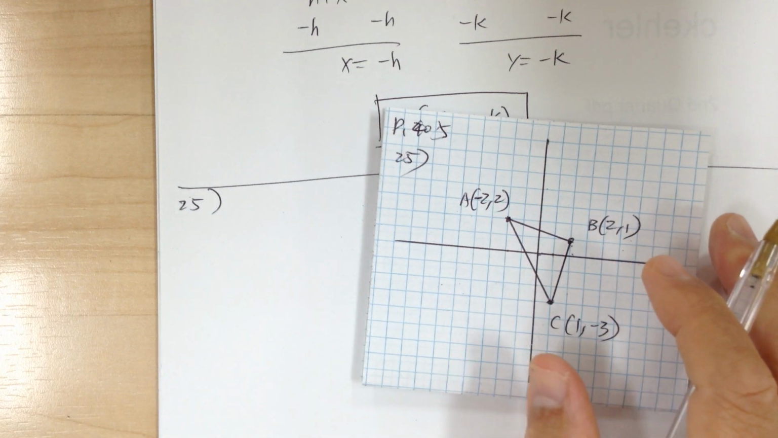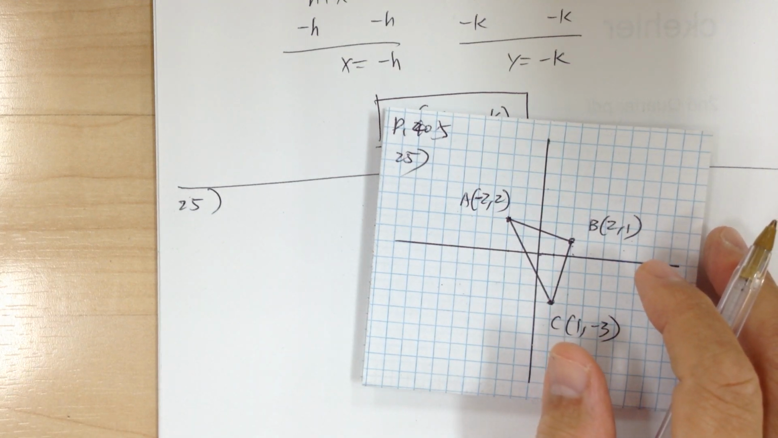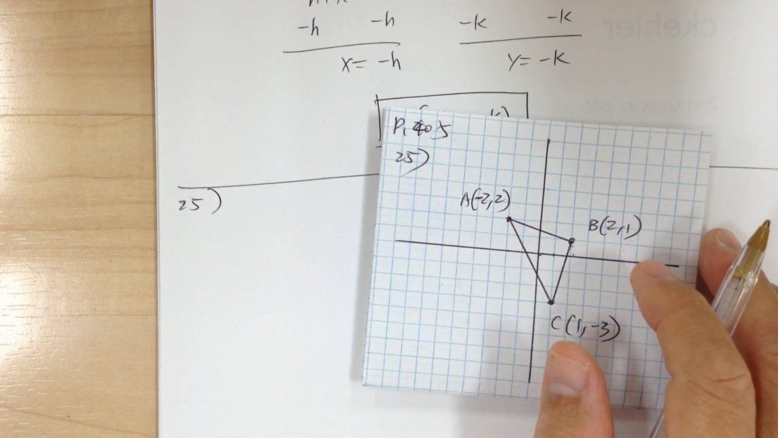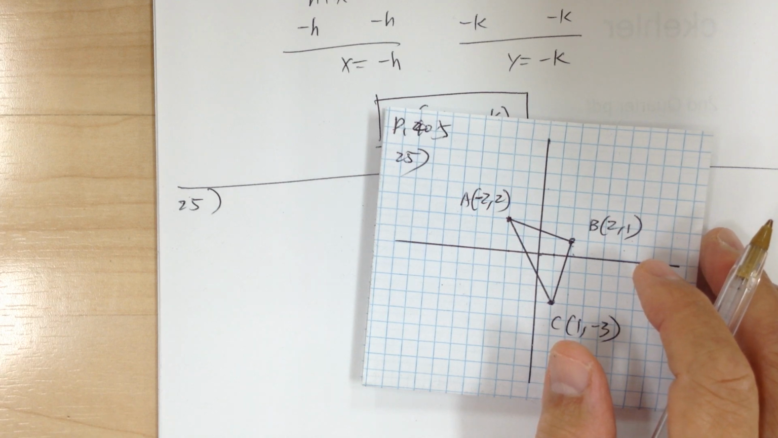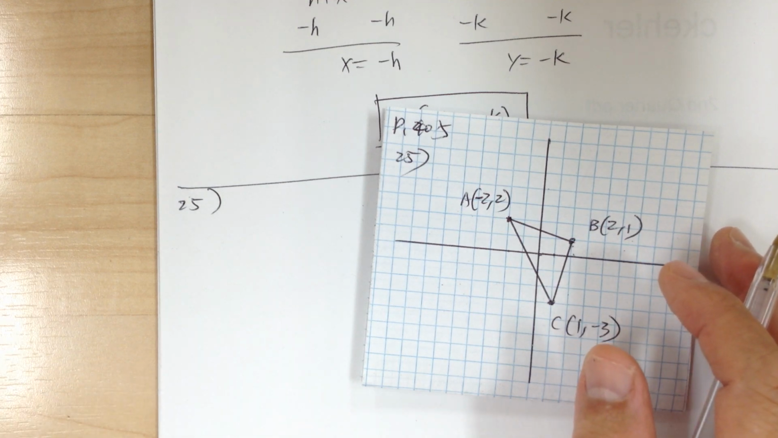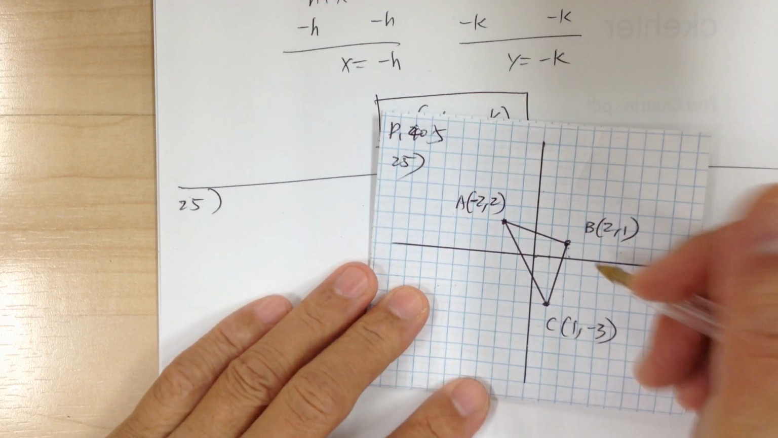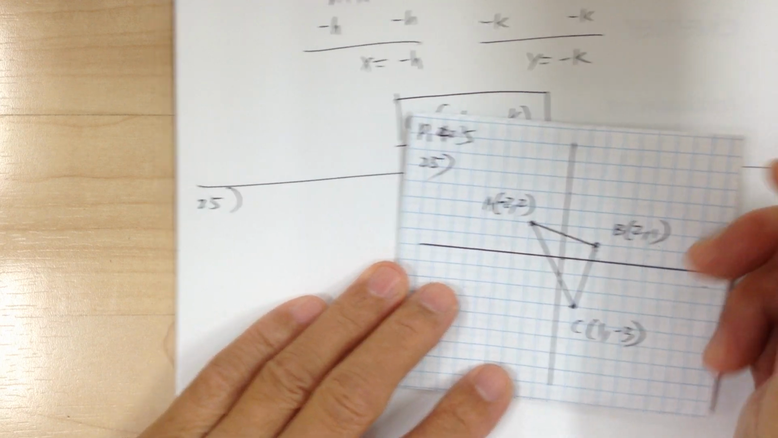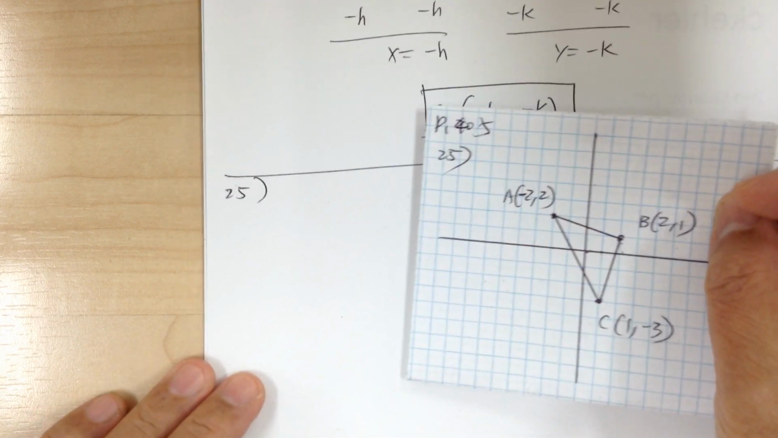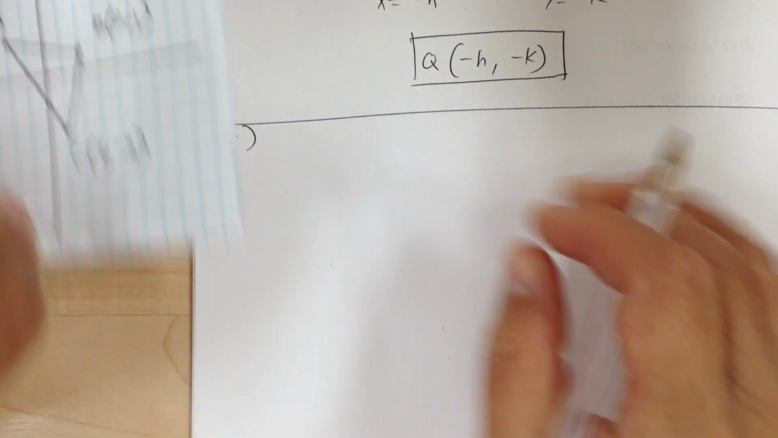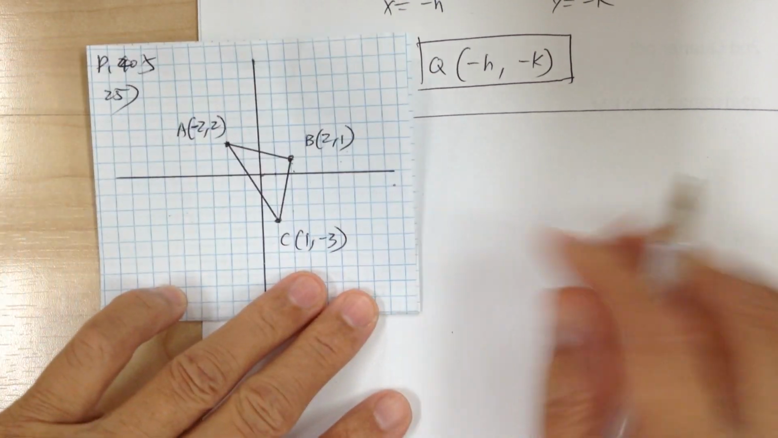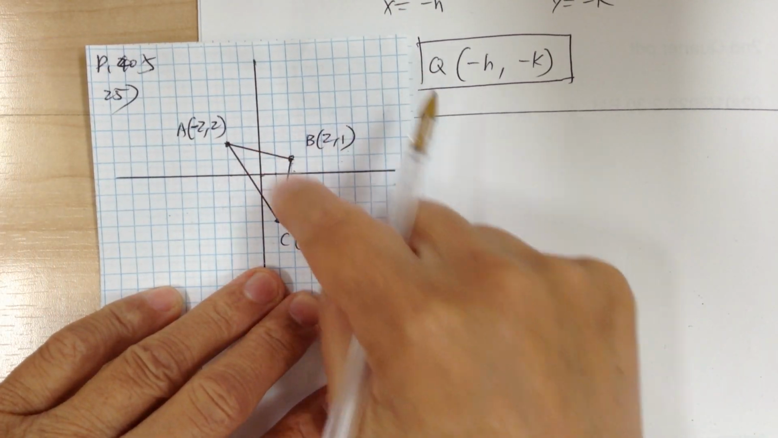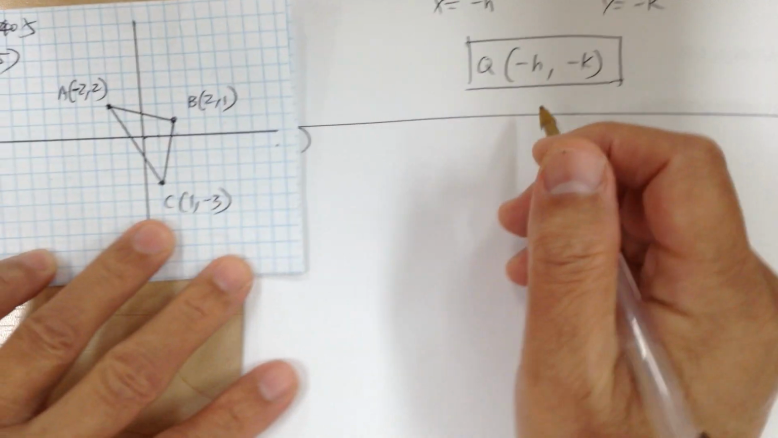Now it says the vertices A, B, C of a triangle are given. For each triangle, determine A, whether it is isosceles, B, whether it is a right triangle. If it's a right triangle, find its area. To find if it's isosceles, we need to find out if the sides are the same. So we need to find each length. Just from the graph, you can see that this and this are equal. So let's go and find AB.